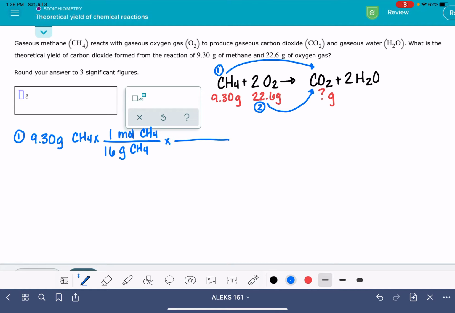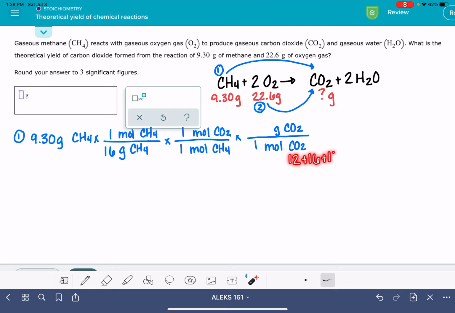Next thing that we're going to do is get rid of the units of moles of CH4, and we're going to convert into the units moles of CO2, the molecule that we're trying to calculate for. These conversion factors come from the balanced equation, the stoichiometric coefficients from the balanced equation. And the last thing that we're going to do is convert out of moles of CO2 and into grams of CO2 using the molecular weight of CO2, 12 plus 16 plus 16, except you're going to do a more accurate calculation, not using rounded numbers. That's going to be 44 grams per mole.